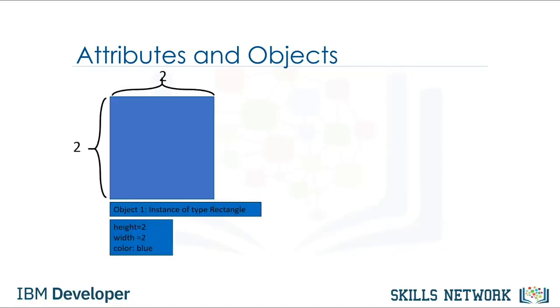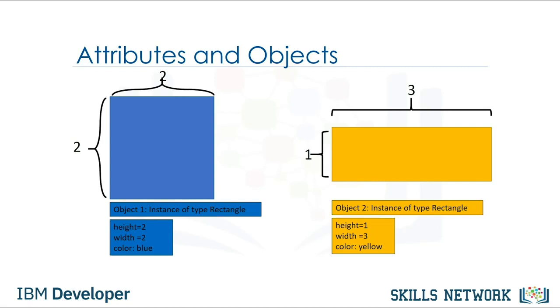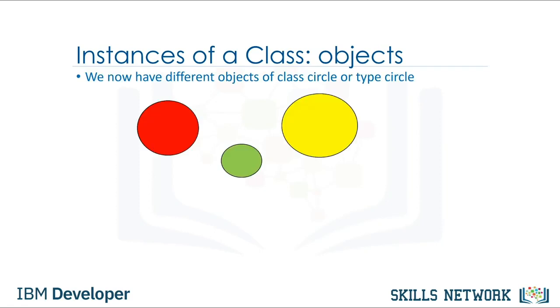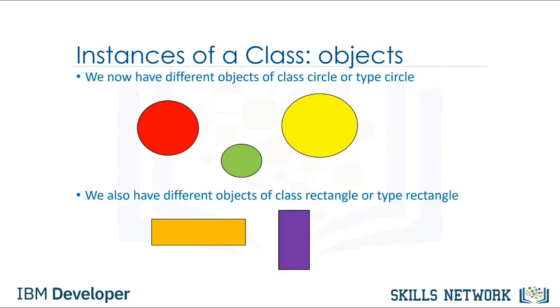We can also create an object that is an instance of type rectangle. The color data attribute is blue, and the data attributes height and width are 2. The second object is also an instance of type rectangle. In this case, the color data attribute is yellow, and the height is 1, and the width is 3. We now have different objects of class circle or type circle. We also have different objects of class rectangle or type rectangle.